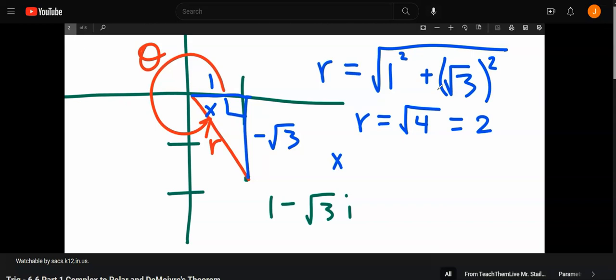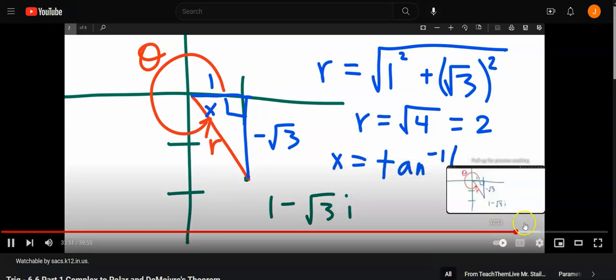Or pi over 3. I'm not sure if I'm doing this in degrees or radians. Oh, come on. What's he doing? Is he taking his own sweet time? Come on. Let's go here. Tan inverse. All right, I'm speeding this up. This dude is taking forever.